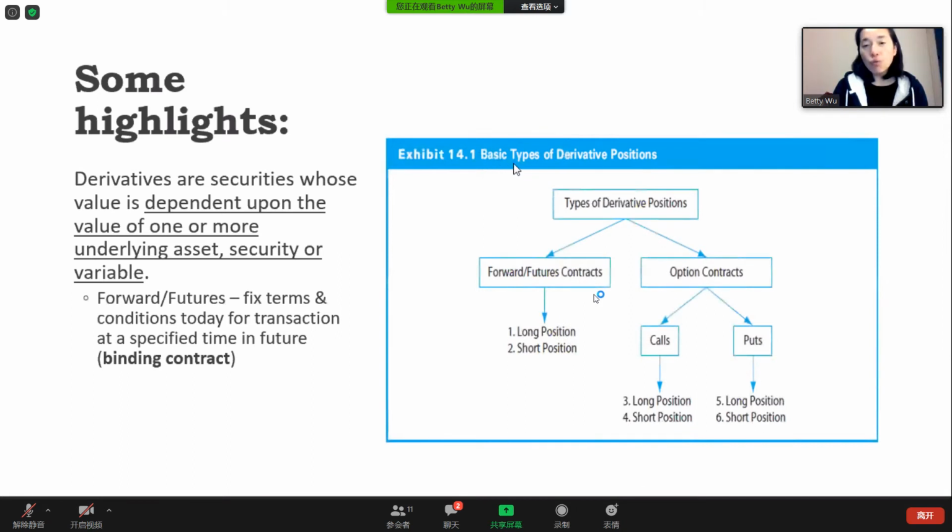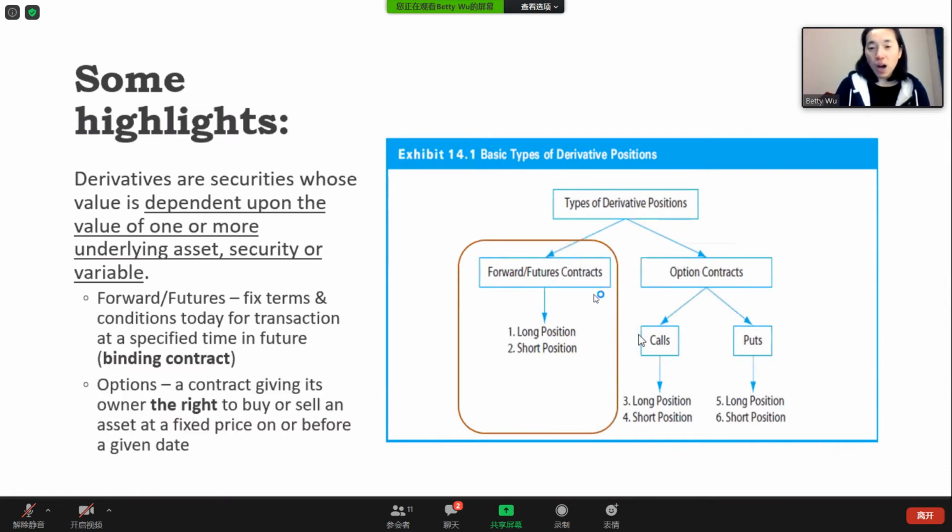And there are two basic types of derivative positions. The first one is called forward or futures, and the other one is called options. You need to know what they are and what's the main difference between these two. Basically, both refer to some kind of actions that will happen in the future. It's not really about now.